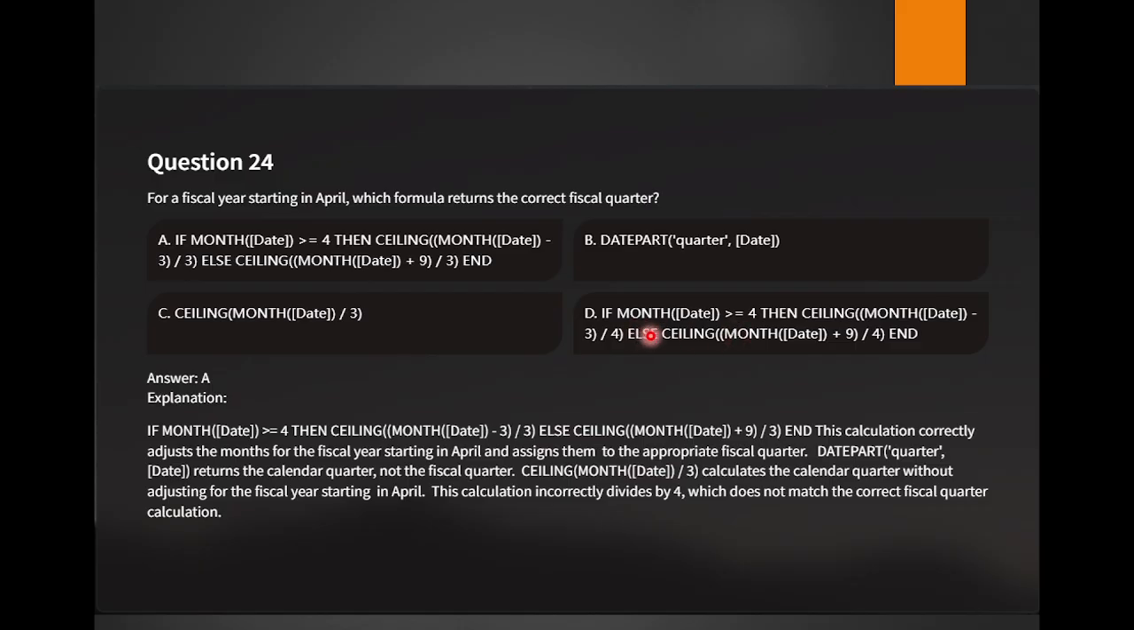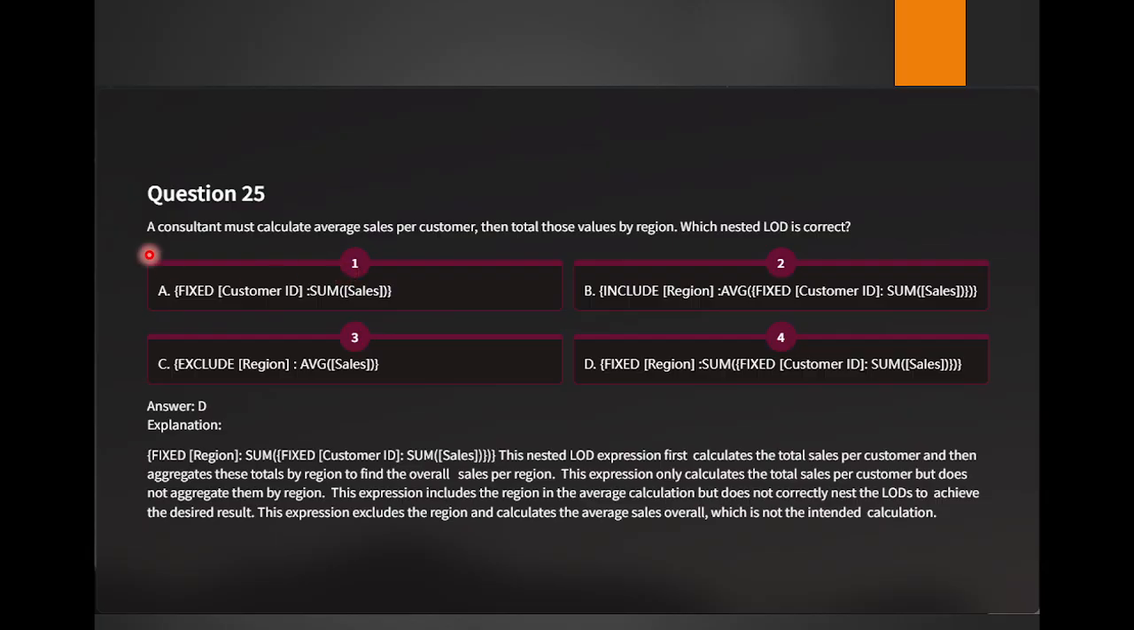And for this calculation, it incorrectly divides by 4. It should be divided by 3, since a 12-month year has 3-month quarters, so dividing by 4 will give an incorrect quarter calculation. So option A is correct. Moving to the next question.